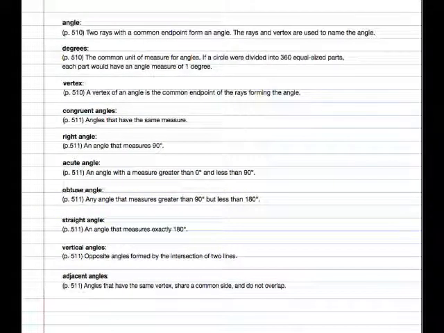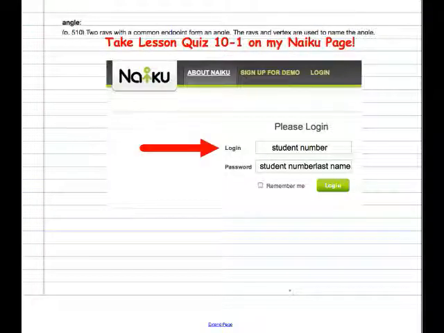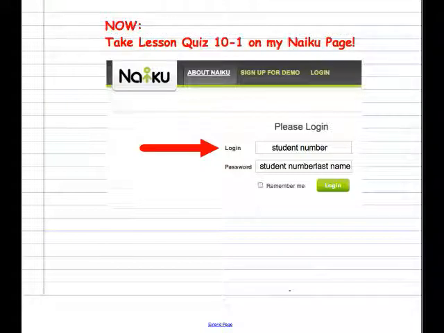Many vocabulary terms in this lesson. 1, 2, 3, 4, 5, 6, 7, 8, 9, 10. 10 different vocabulary terms. Students will have those in their notebook and will be expected to know them. At this point, you should stop the video, go back to my Moodle page, and take lesson quiz 10.1 on my Moodle page.